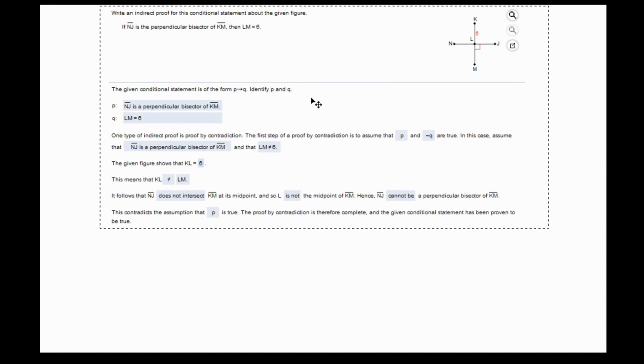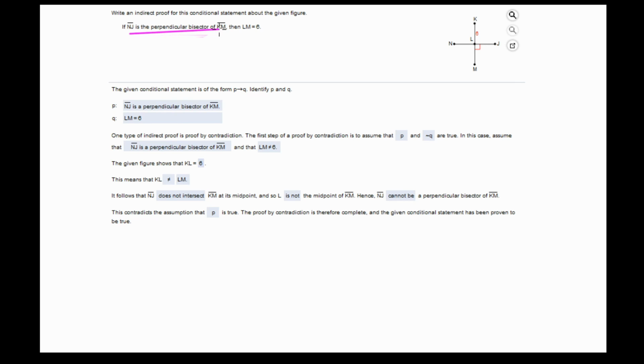And we're going to look at one more. Write an indirect proof for this conditional statement about the given figure. So our hypothesis is if NJ is the perpendicular bisector of KM, so this is P, and Q is LM equals 6. So right here it's asking for the given, and that's why I'm not negating anything yet. Identify P and Q as it's written. So our P we just bring down here, our Q we just bring down here, double check that I filled that out correctly, we're good to go.